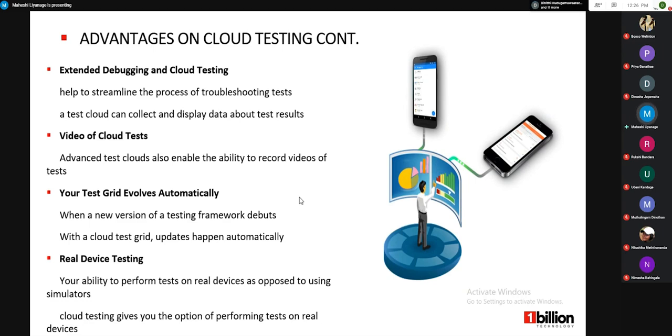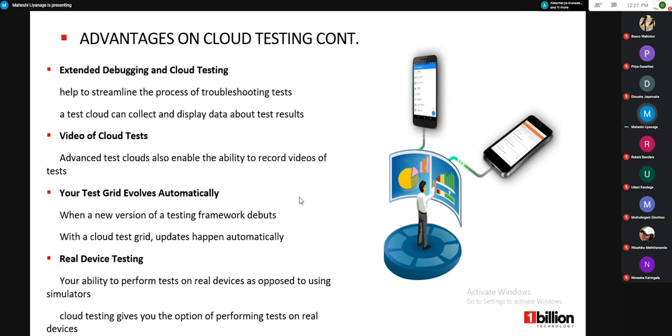And the next one is that the test grid evolves automatically. This means let's say you want to add a new type of device or operating system. Configuring your local test grid will require significant time, but in a cloud test grid, these updates happen automatically. New devices get added as soon as they appear on the market. These cloud vendors do the updates for you, and it's also very easy.